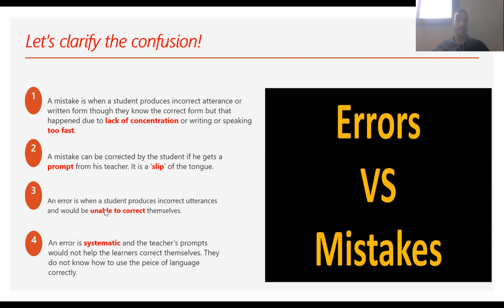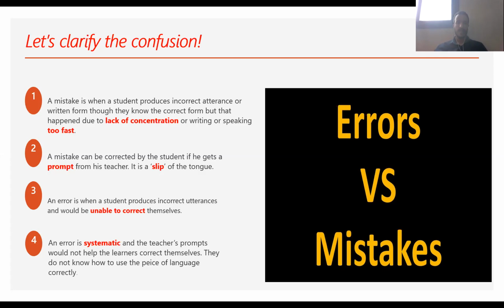Number 3, Abdulrazak. An error is when a student produces incorrect utterances and would be unable to correct themselves. Good. You cannot correct yourself. Why? Because you don't know. You have lack of knowledge. There is a gap in your knowledge. Gap or lack of knowledge. Yes, Mustafa, number 4. An error is systematic and the teachers perhaps would not help the learners correct themselves. They do not know how to use the piece of language correctly.